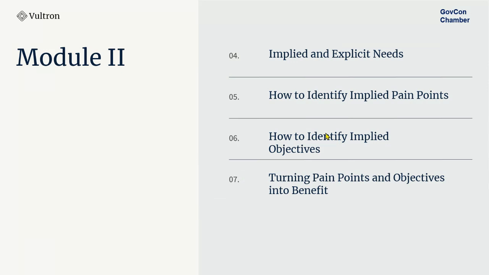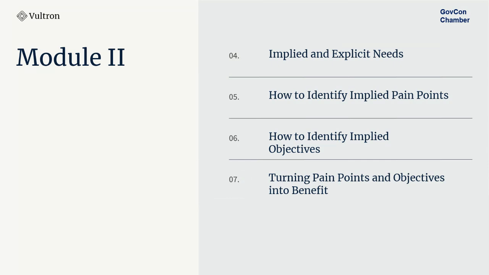We'll start by breaking down the difference between explicit needs and implied needs, how to spot each one and where to find the clues. Then we'll learn how to identify implied pain points, the frustrations, problems, and risks the buyer is trying to avoid. Next, we'll explore how to find their implied objectives, the goals they're chasing that might never appear in writing. And finally, we'll bring it all together by turning those pains and objectives into clear, tangible benefits, the kind of benefits that make your Win theme resonate instantly.